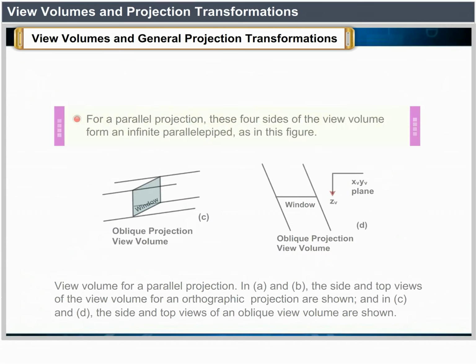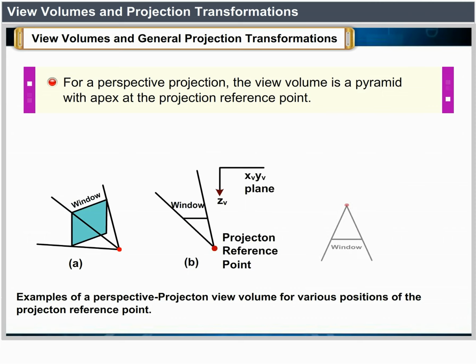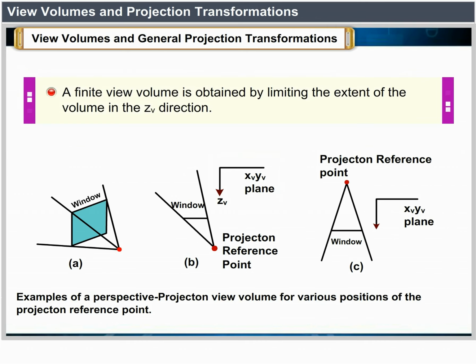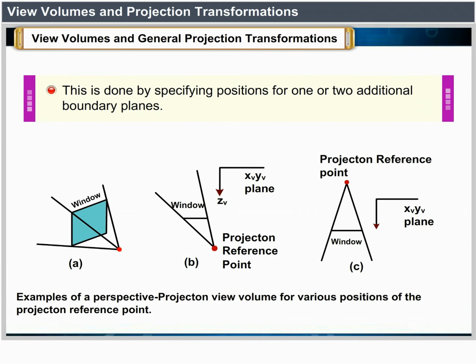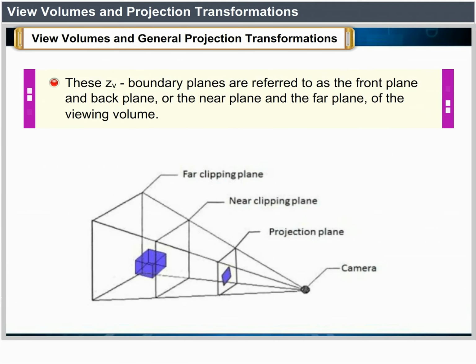For a perspective projection, the view volume is a pyramid with apex at the projection reference point, as shown in this figure. Examples of perspective projection view volume for various positions of the projection reference point are shown above. A finite view volume is obtained by limiting the extent of the volume in the ZV direction. This is done by specifying positions for one or two additional boundary planes. These ZV boundary planes are referred to as the front plane and back plane, or the near plane and the far plane of the viewing volume.